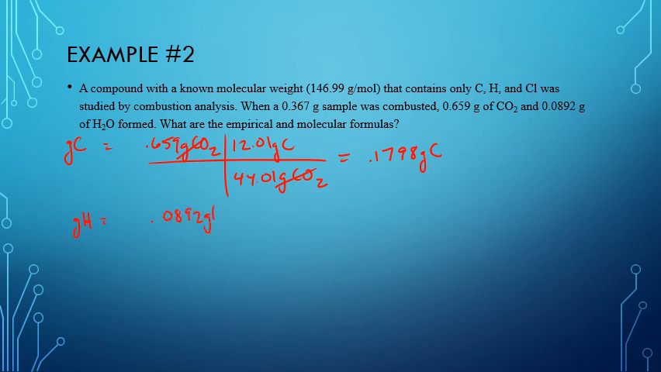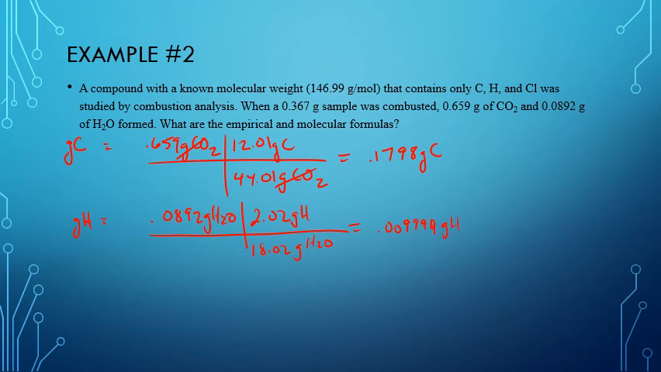For the grams of hydrogen, we're going to take the 0.0892 for my grams of water, and we're going to multiply that by the 2.02 for my grams of hydrogen divided by the 18.02 for my grams of water. And when we do that, we end up with 0.009999 for my grams of hydrogen.